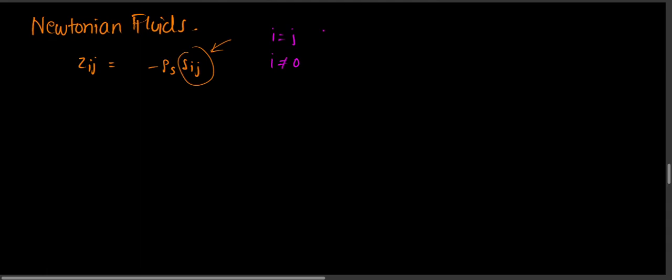So if i is equal to j, then delta ij equals 1. If not, then delta ij equals 0. So this is the Kronecker delta function. And if we write the stress vector using this notation, we'll get something like this: p_s 0 0, 0 p_s 0. p_s is the static pressure, right?